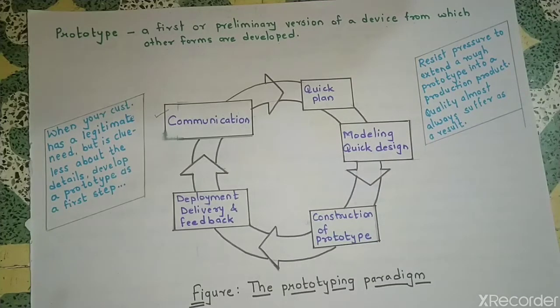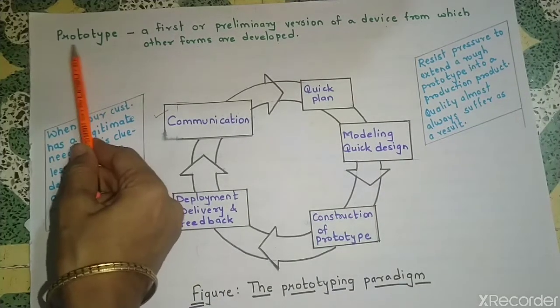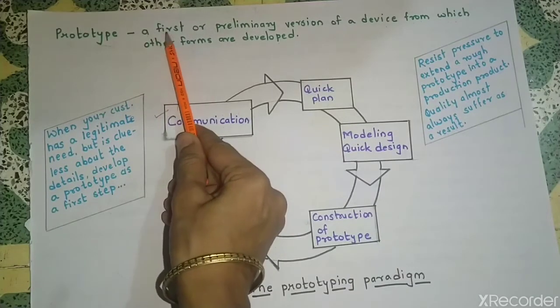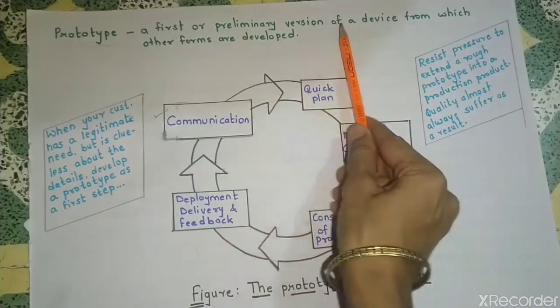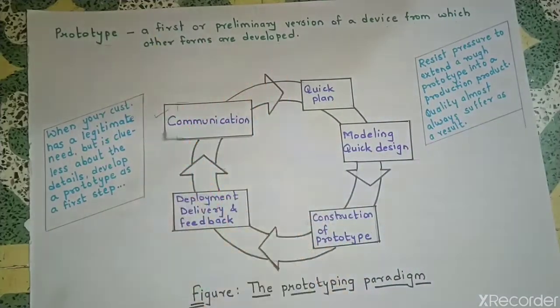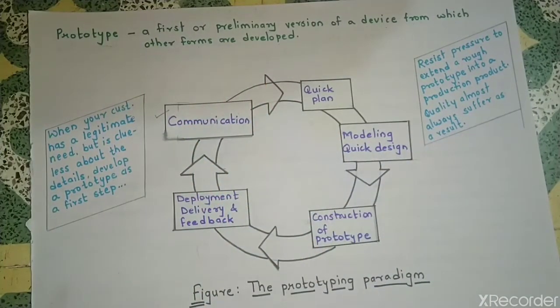So let's start with prototype model. So we will understand the meaning of word prototype. The dictionary meaning is a first or preliminary version of a device from which other forms are developed. Okay, so what happens here is in some situations when the customer defines a set of general objectives for software, but they may not be clear about detailed requirements for some functions and features.